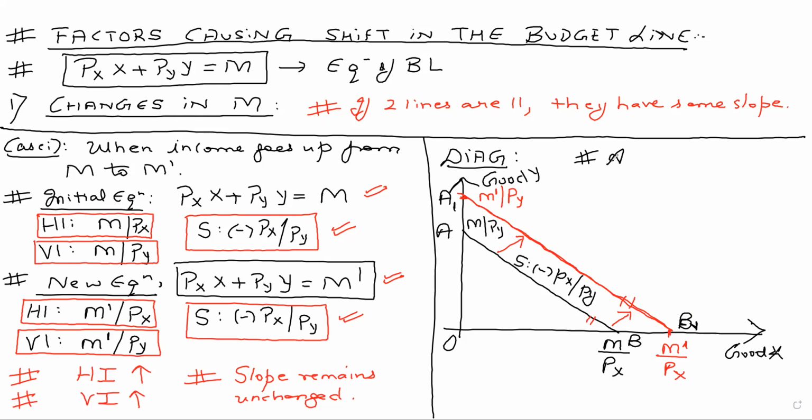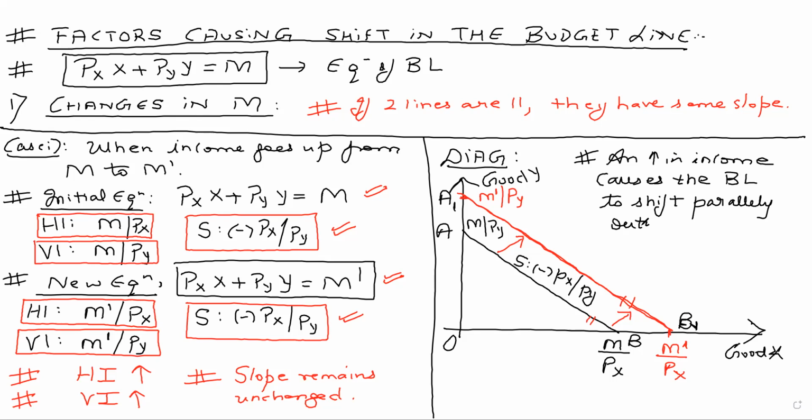So I can write: an increase in income causes the budget line to shift parallelly to the right, or I can say parallelly outwards. An increase in income causes the budget line to shift parallelly outwards. Okay, so I hope students have understood the impact of an increase in income on the budget line.